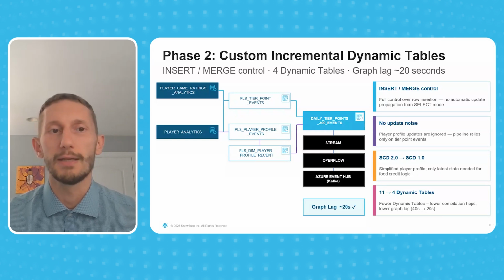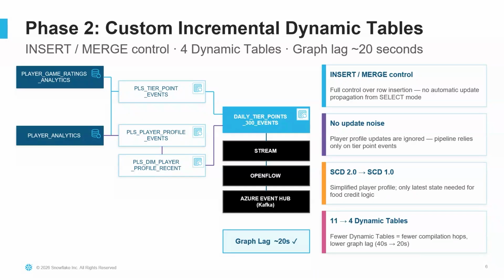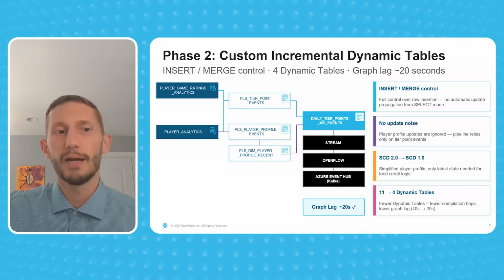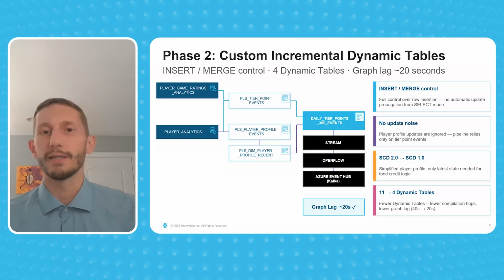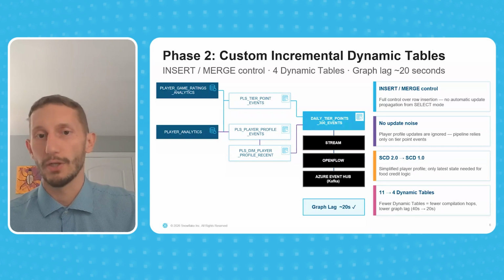All the logic sits in this PLS tier points events table, and this is basically the insert statement, which takes care of deduplication and keeps just unique records in our intermediate dynamic table. And we have player analytics tables, which are basically the same player profile events, and the dimension, which is just a slowly changing dimension of type 1. And this daily tier points 300 events is the final dynamic table, which is basically a stream-static join of the tier points as a stream joined to the static player dimension table.